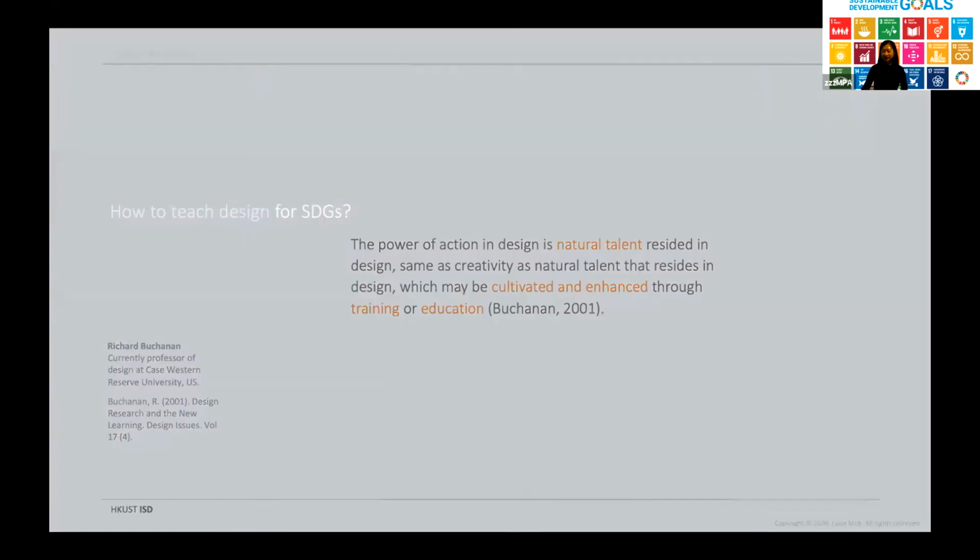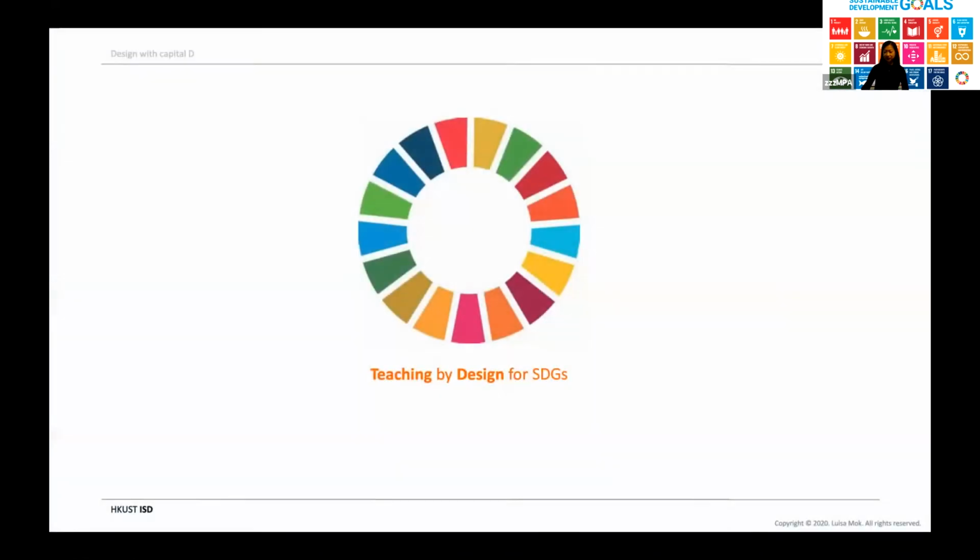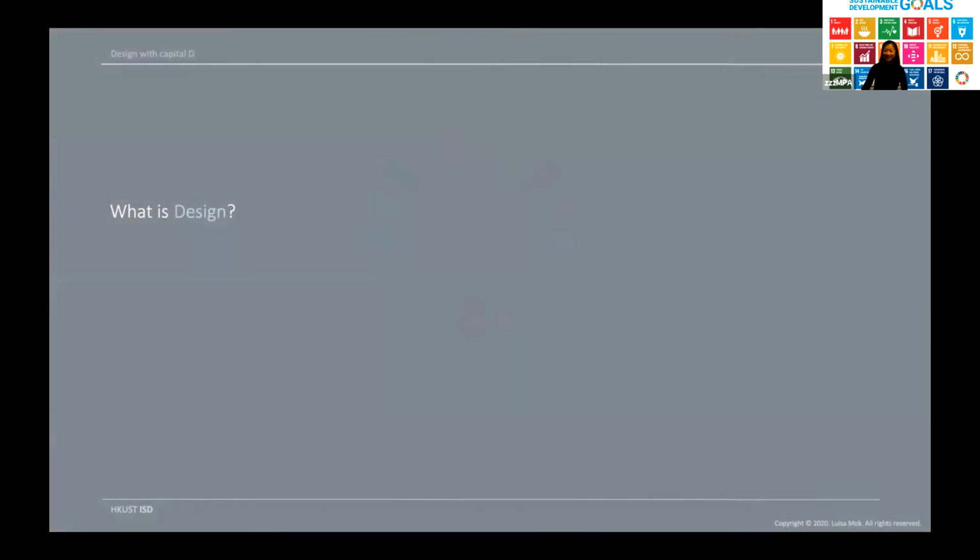Then the question comes to how to teach design for SDGs. So it comes to my topic today: design with a capital D, teaching by design in non-design disciplines for sustainability. Design with a capital D, I like it. Then what is design?